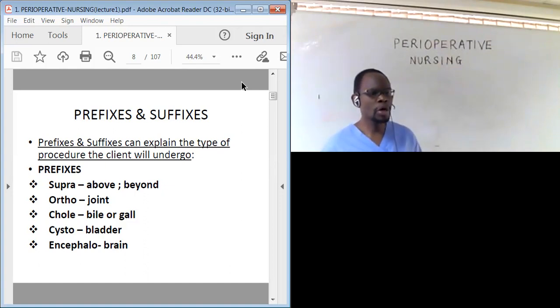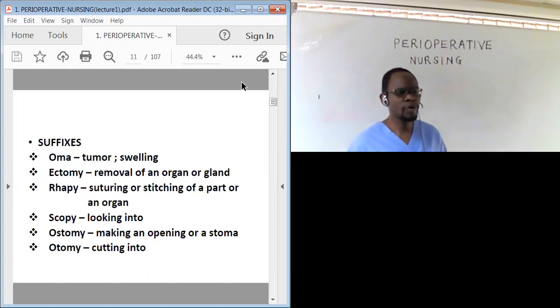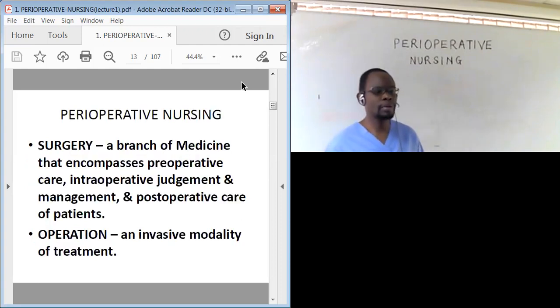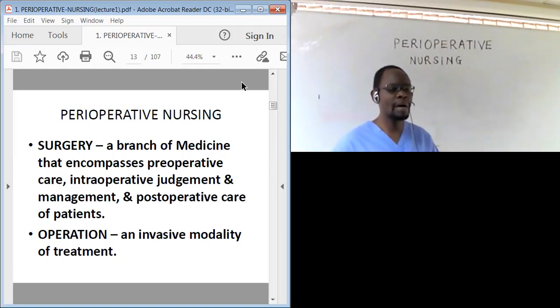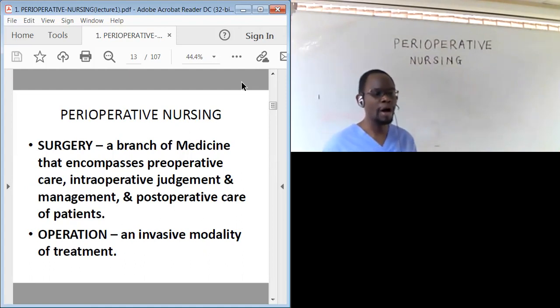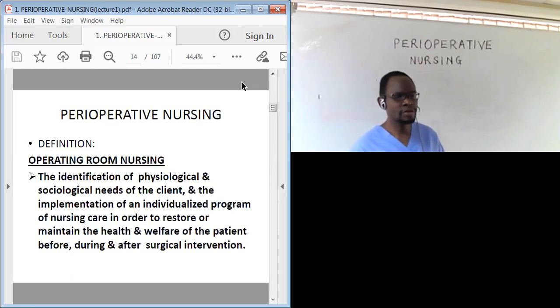As we move on, surgery as a definition, you will come across it. Operation, what does it mean to have an operation? Of course, I'm sure you know what it means already.